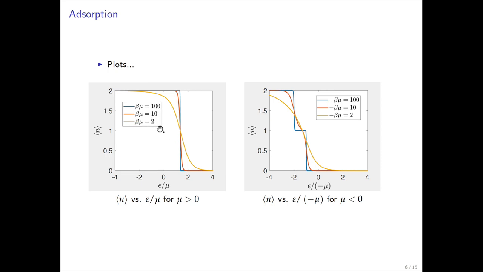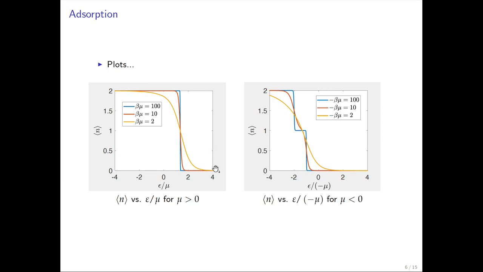Here's 10, and the yellow is 2. And here is epsilon, and we're just scaling epsilon by mu, so it gives us a nice plot. If you really wanted to, you could say, okay, I'm just going to let mu equal 1, and then I'll plot everything in terms of mu. That's kind of what we're doing.